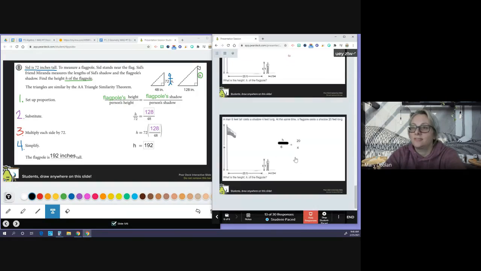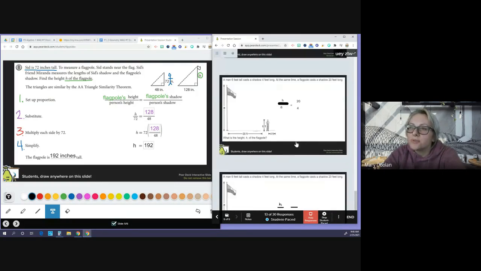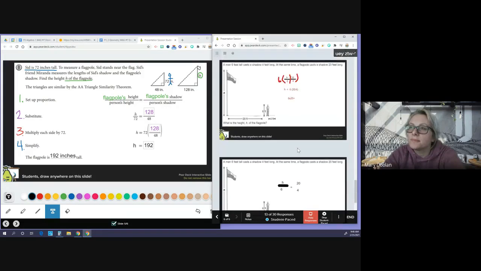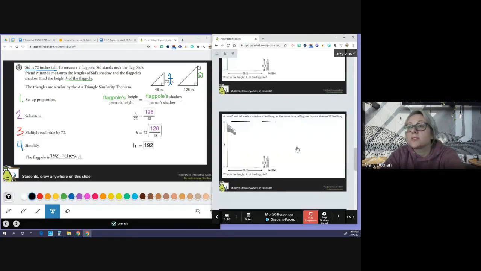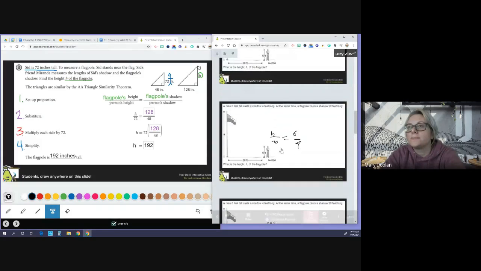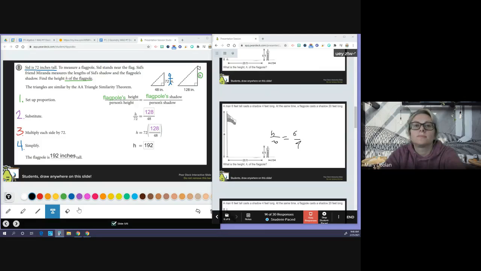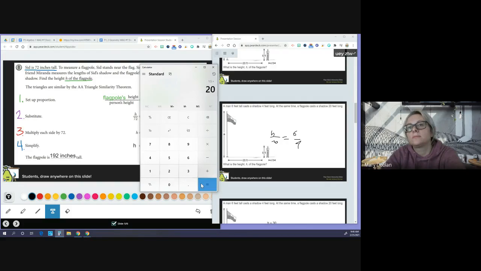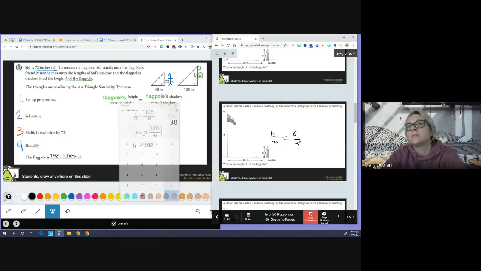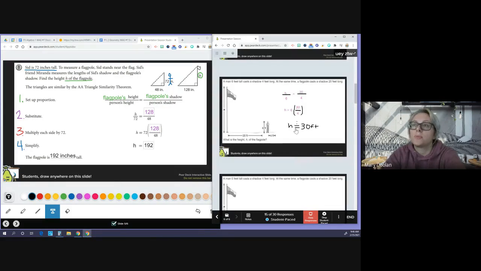Okay. H over 6, 20 over 4. Yeah, so there's a couple different ways. So like this person did h over 20 and 6 over 4. That's okay. Because if you solve this one, you're still going to get 30. So like right here, if I pull over a calculator, 6 divided by 4 is 1.5 times 20. You still get 30. Okay, so there's not just one way to set up a proportion.